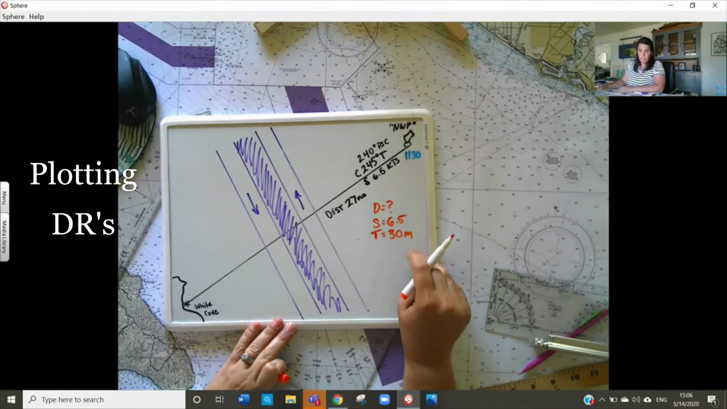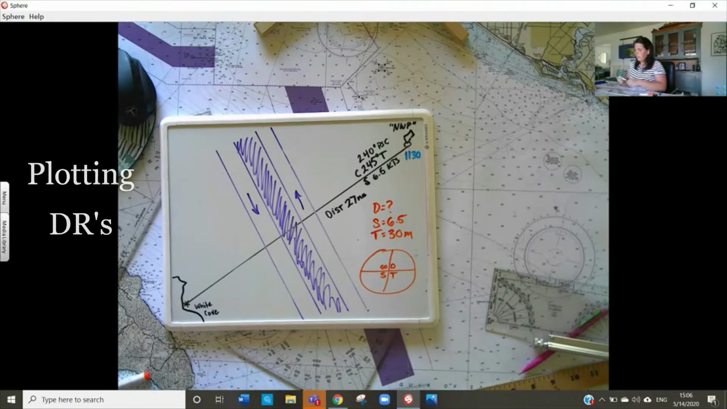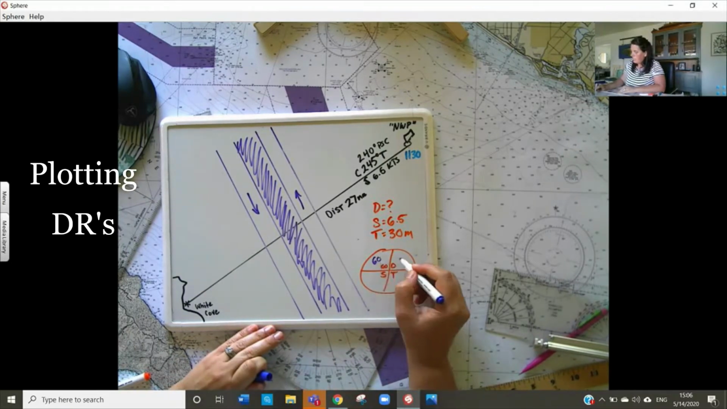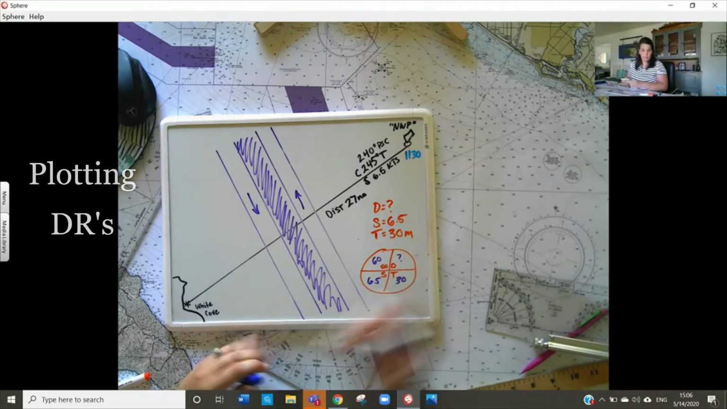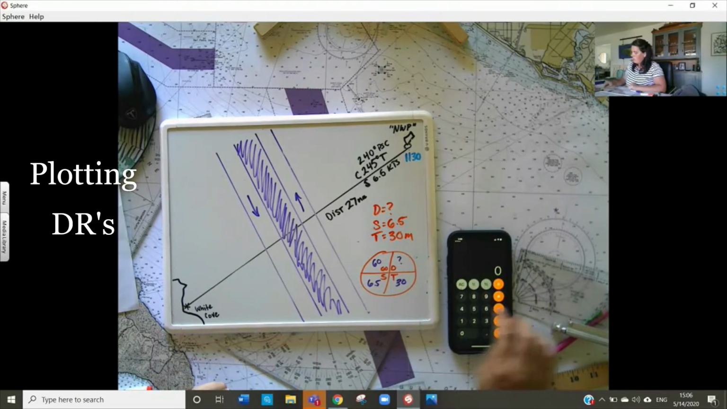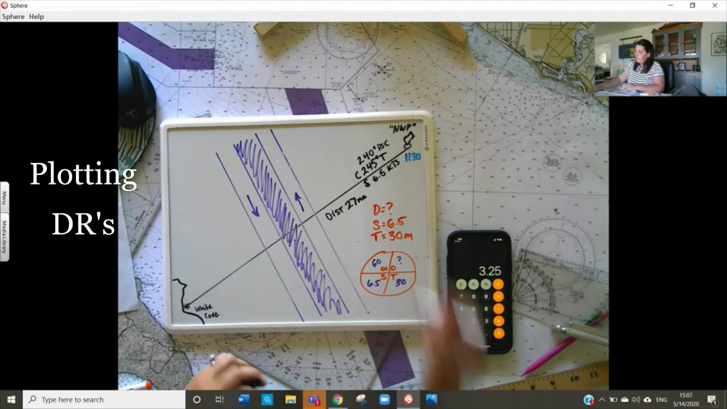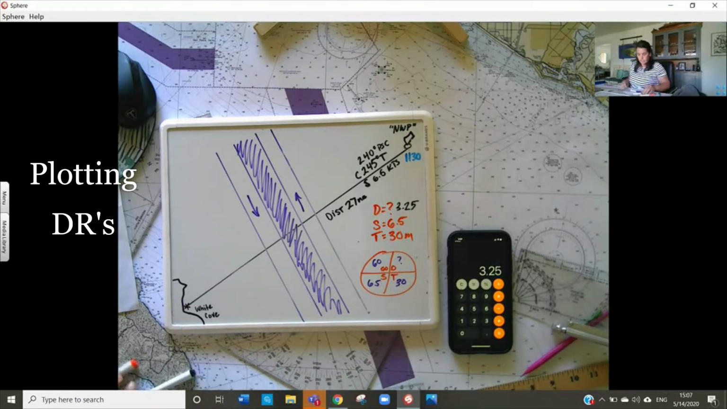We can go do the magic circle. So we have 60, question mark, 6.5, and 30. So we'll plug that into the calculator. The two things we have, we multiply 6.5 times 30, and then we divide by the last number, divide by 60. So 3.25 is our distance, and that is where we'll put our first DR position.